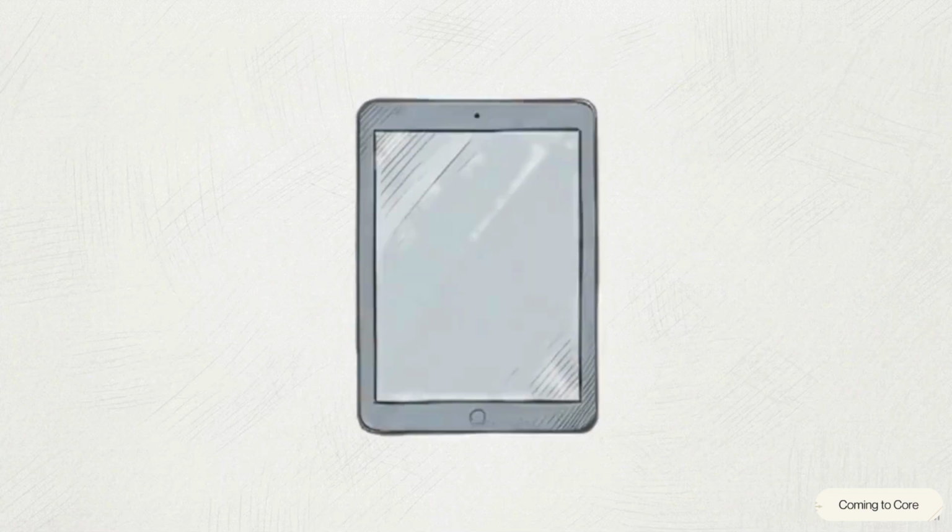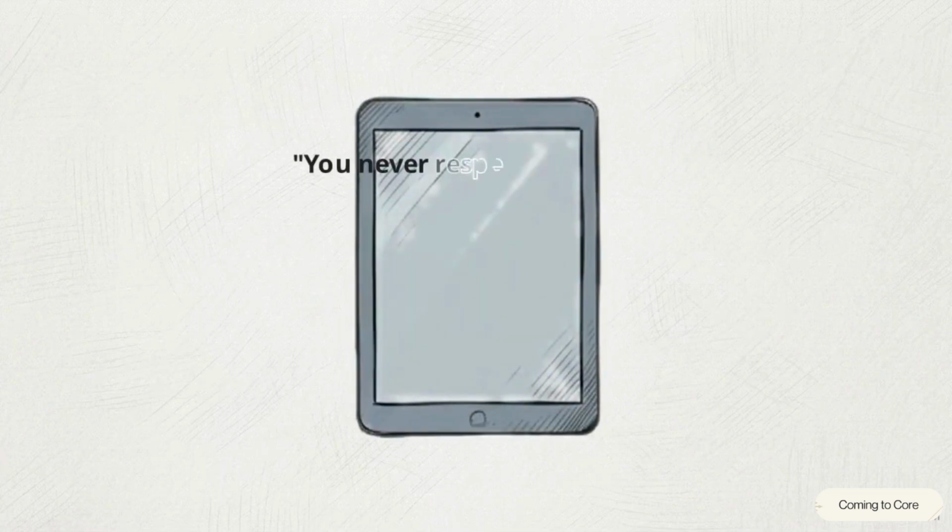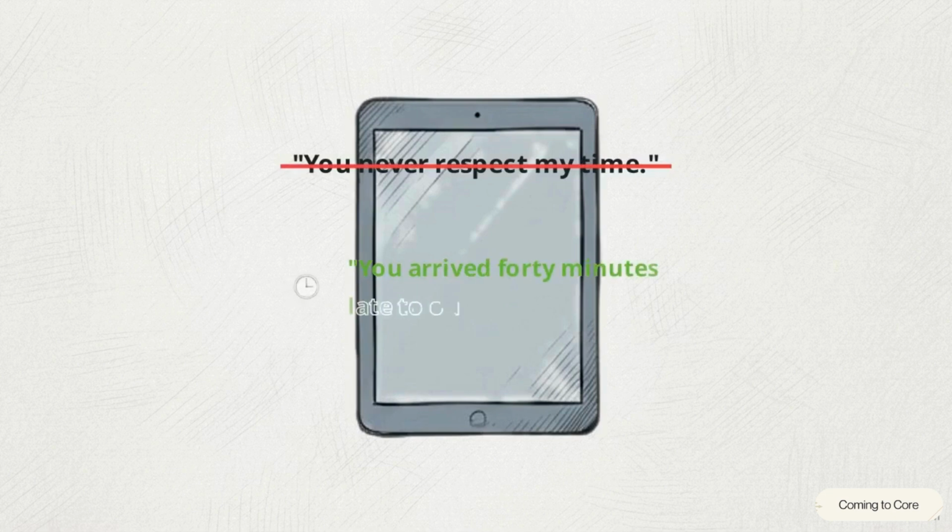This notepad shows the difference. Instead of an accusation like, "You never respect my time," you write the factual data. "You arrived 40 minutes late to our dinner." Slip-ups occur when you include accusations in this observation. Words like never act as triggers for defensiveness.